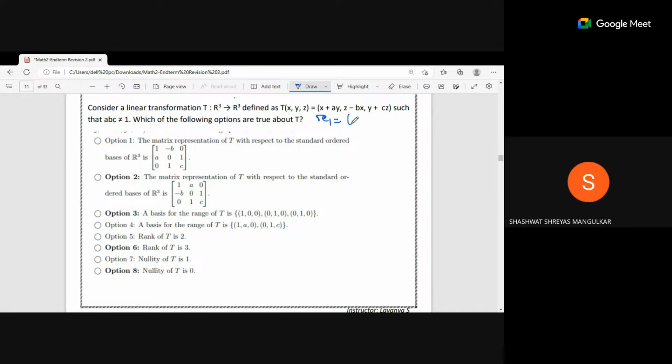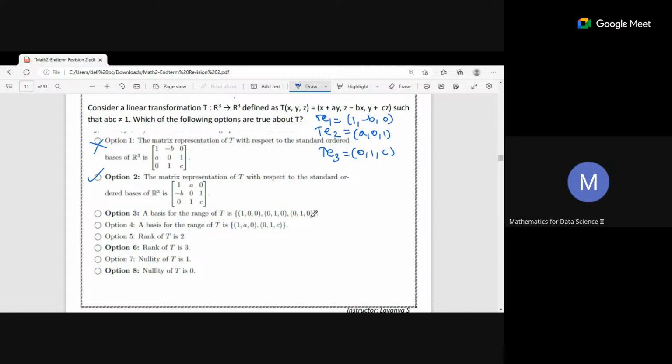T of e1 is (1, 0, minus b). And what is T of e2? (a, 0, 1). And what is T of e3? (0, 1, c). So the matrix is 1, minus b, 0; a, 0, 1; 0, 1, c. Right? So you see option 2 is correct. Option 1 is incorrect.